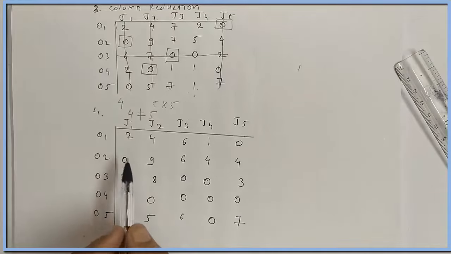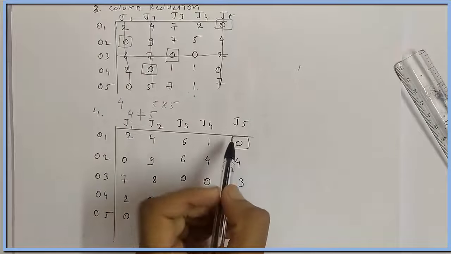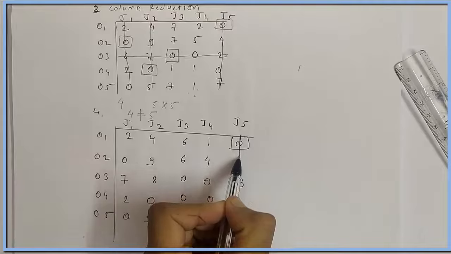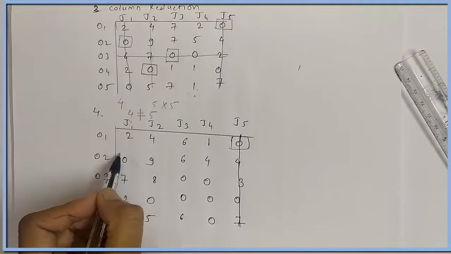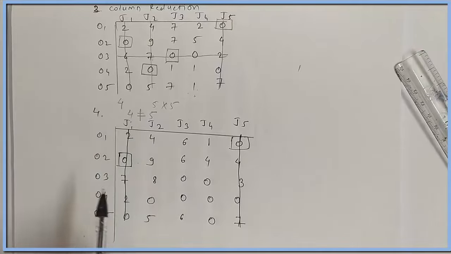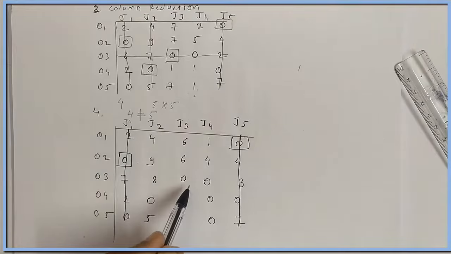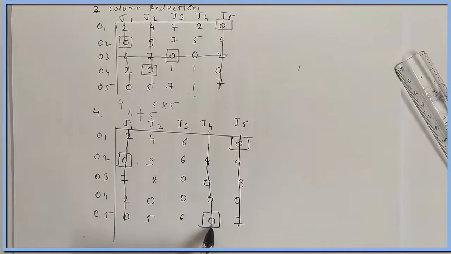Now look at the first row. Only 1 zero is there, therefore we will mark a square around it and draw the vertical line passing through that 0. In the second row exactly 1 zero is there, we will mark a square around it and draw the vertical line passing through that 0. In the third row 2 zeros are there, therefore we will skip that row. In the fourth row 3 zeros are there, we will skip that row, and in the fifth row there is only 1 zero, therefore we will mark a square around it and draw the vertical line.